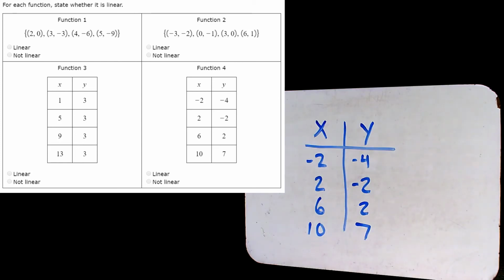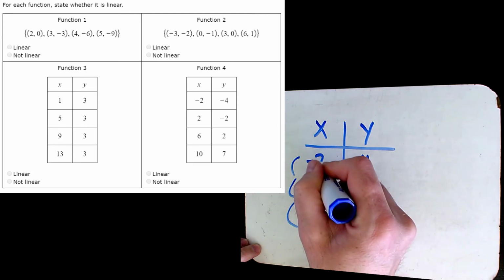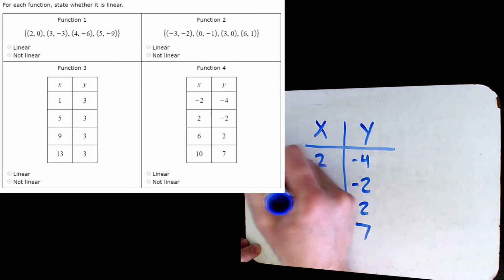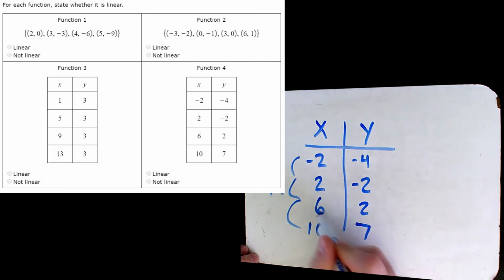Here I've written function number 4. We've got -2, -4, 2, -2, 6, 2, and 10, 7. So let's check to see if we've got a constant rate of change. From -2 to 2, that's an increase of 4. From 2 to 6 is also an increase of 4, and 6 to 10 is an increase of 4.